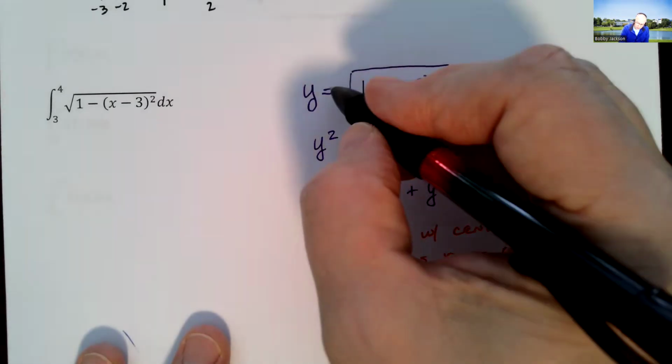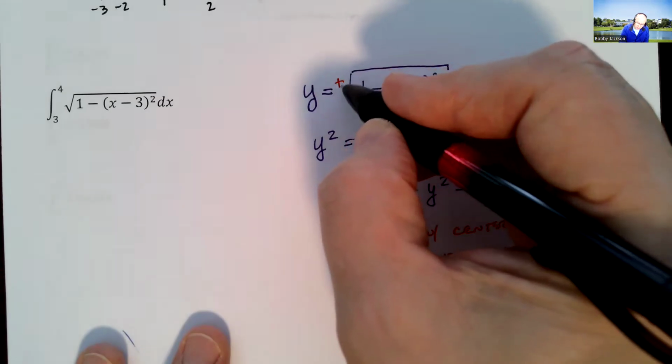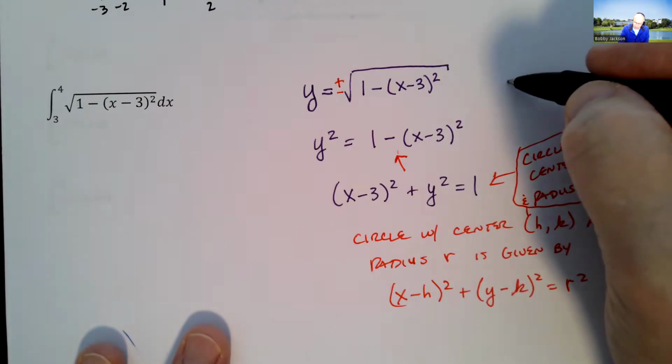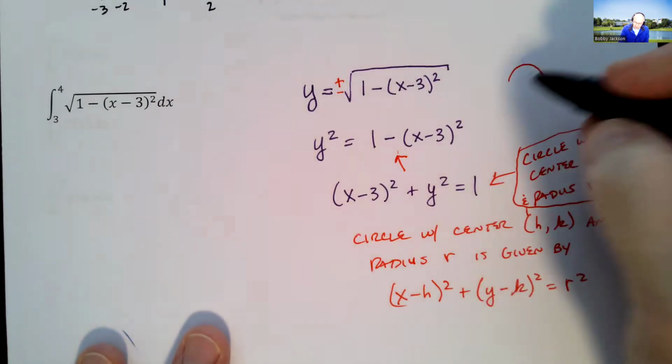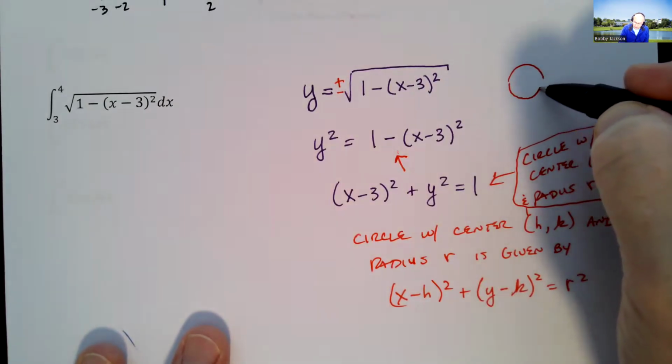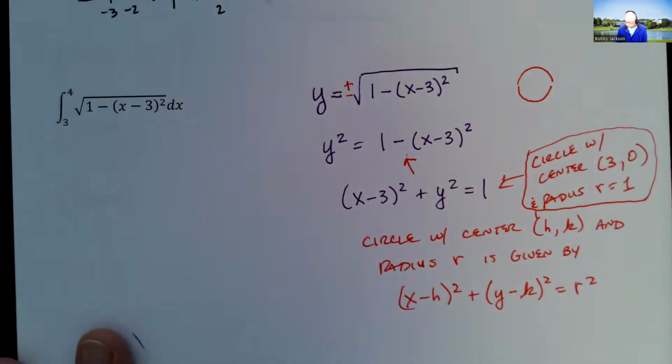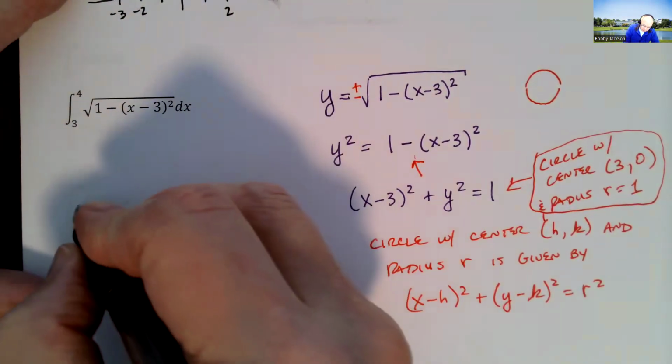But when I take the square root, what is it always? Plus or minus, right? The positive root will be the top half of the circle. The negative root will be the bottom half of the circle. Since we have the positive root, we just have the top half of the circle. So let's graph this function now.